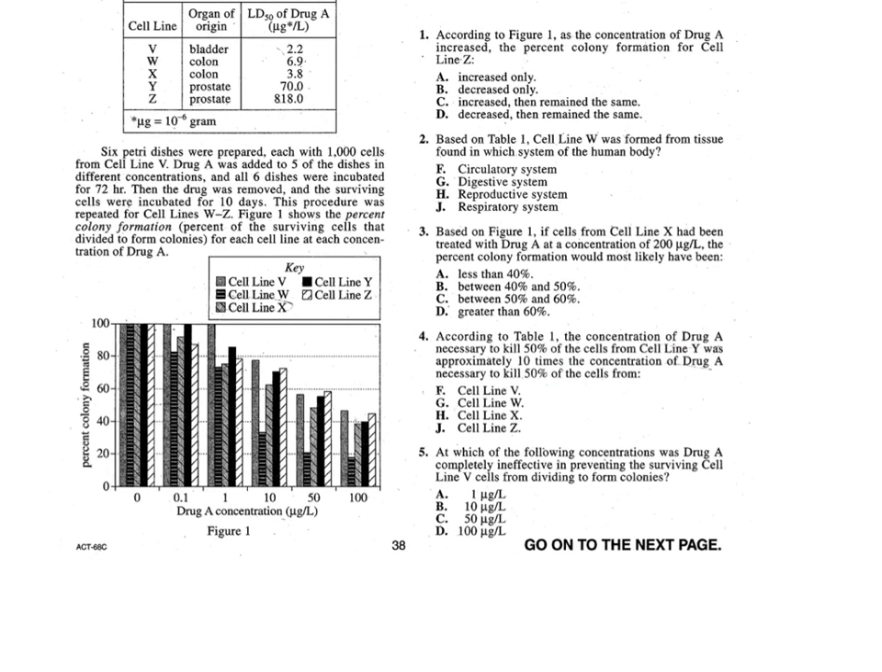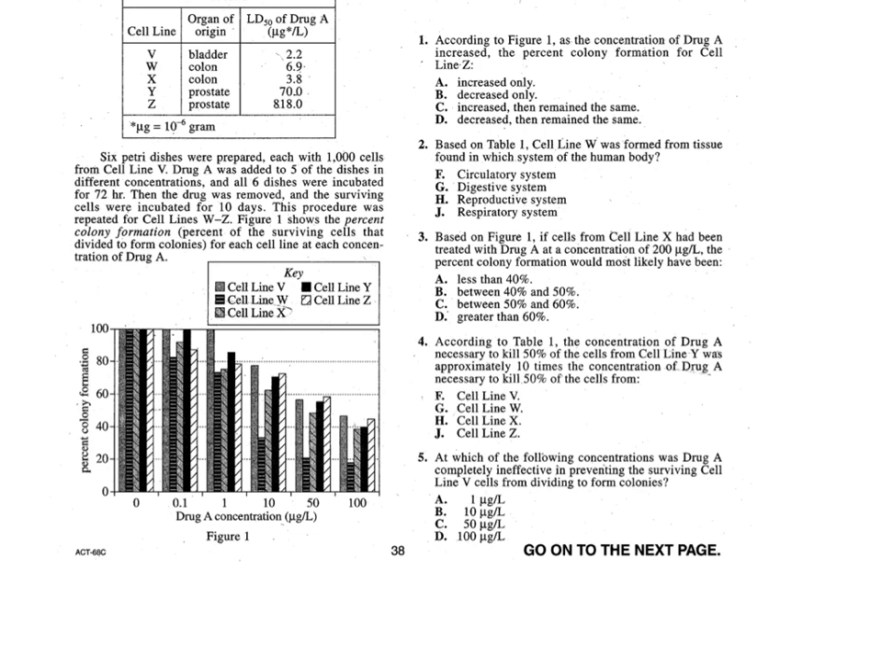Question 5 is actually the hardest question on the section, but it's not difficult because of the science, it's difficult because of the wording of the question. Let's read through. At which of the following concentrations was drug A completely ineffective in preventing the surviving cell line V cells from dividing to form colonies? Cell line V, right here. We're going to look at the concentrations for drug A again, and it looks like our answers are 1, 10, 50, or 100. So we're looking at 1, 10, 50, and 100 at the drug A concentrations.